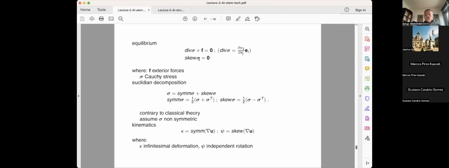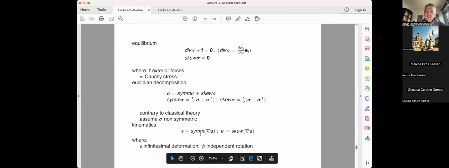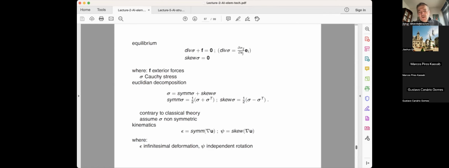In other words, sigma being non-symmetric, we can now split the stress tensor into a symmetric part and a skew symmetric part: the symmetric part being sigma plus sigma transpose divided by 2, and the skew symmetric being sigma minus sigma transpose divided by 2. What's conjugate to the symmetric part is the symmetric part of the displacement gradient, and the conjugate to the skew symmetric part would be the skew symmetric part of the displacement gradient, the infinitesimal rotation field. That's how this rotation field enters into the formulation.